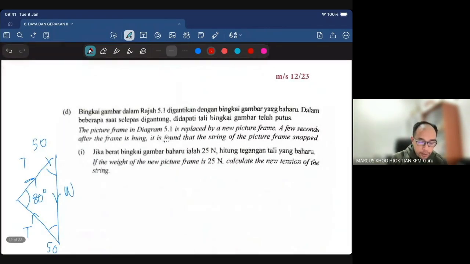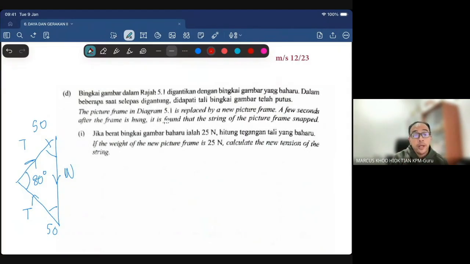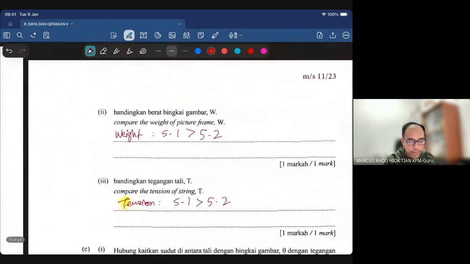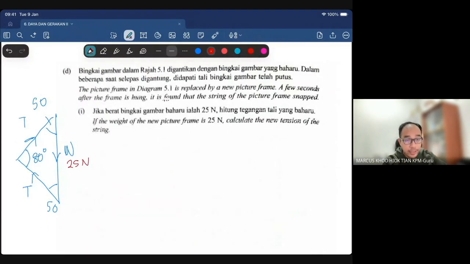Okay, all right. The picture frame in diagram 5.1 is replaced with a new picture frame. A few seconds after the frame is hung, it is found that the string of the picture frame snapped. Wow. If the weight of the new picture frame is 25 newtons, so now you have a different weight, but everything else is the same. So this is where you need to draw the triangle of equilibrium of forces. When you draw the diagram of equilibrium of forces, you find that the 40 degrees and everything makes up the 80 degrees at the center.